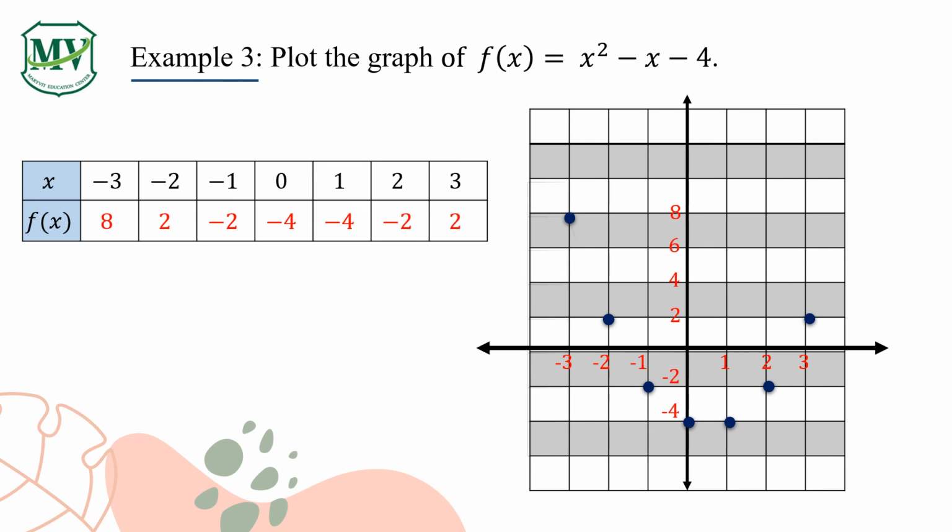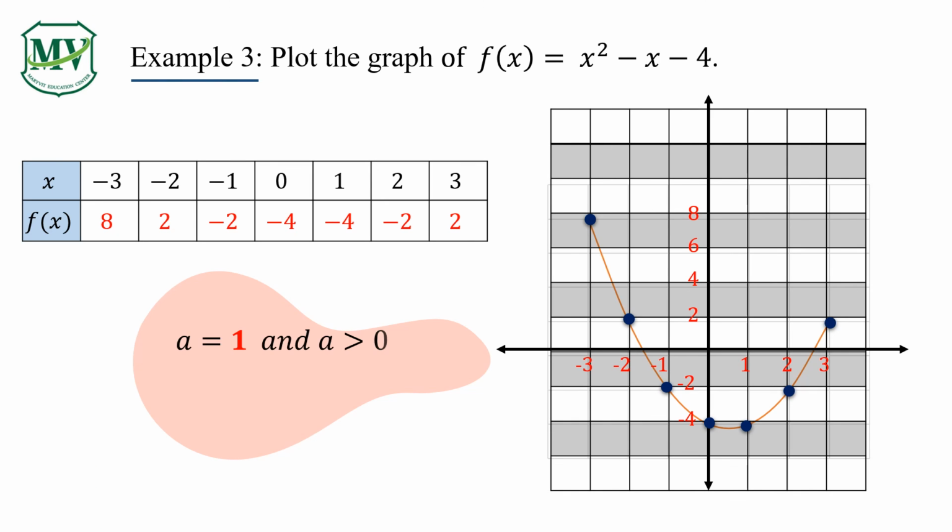And connect the points using a line. And this is now the graph of f of x is equal to x squared minus x minus 4. Since a is equal to 1 and a is greater than 0, the parabola opens upward.